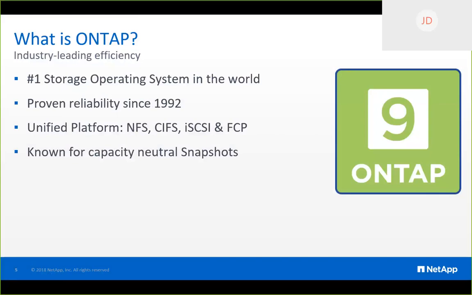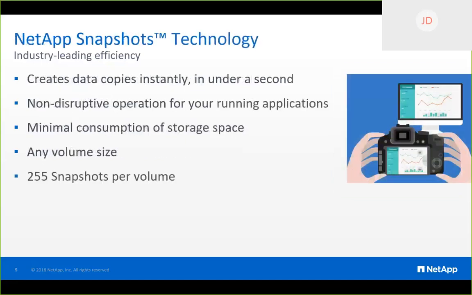So ONTAP, it is NetApp's bread and butter. It is really the cornerstone of just about everything we do at NetApp. It's the number one storage operating system in the world. We've been selling it since 1992. It's proven itself to be a reliable platform for enterprise in the last 25 years. Many Fortune 500 companies use ONTAP. Two of the big key features are that it's a unified platform for all of your SAN and your NAS protocols, and that we have awesome snapshot technology, which I'll talk a little bit more about.